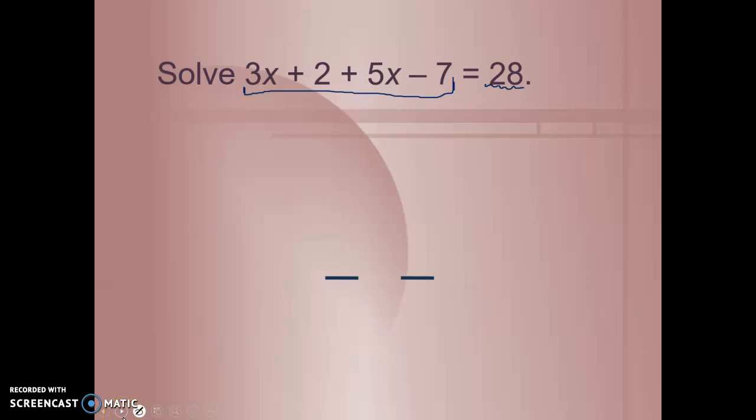Now remember, a term is either a number, a variable, or the product of a number and a variable. In this equation, we have 1, 2, 3, 4 terms. Terms are separated by addition and subtraction signs. So you can see that there are 4 terms. This one is the product of a number and a variable. This one's just a number. This one is the product of a number and a variable. And this one is also just a number.